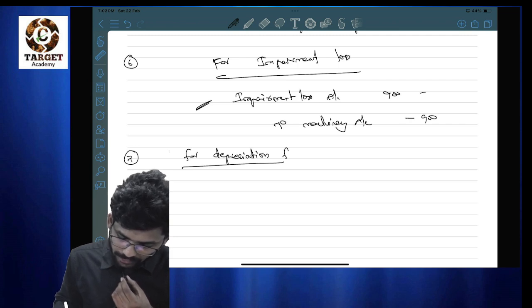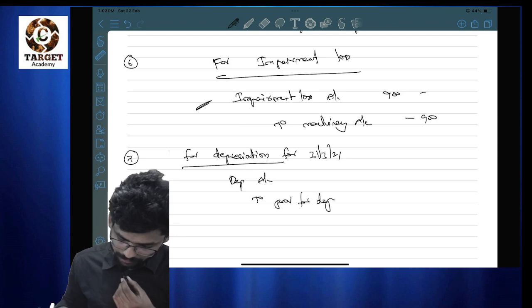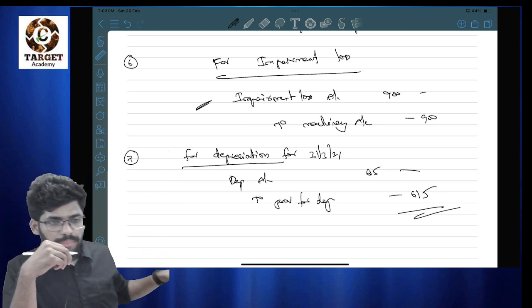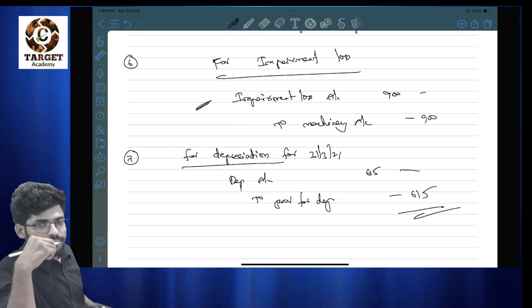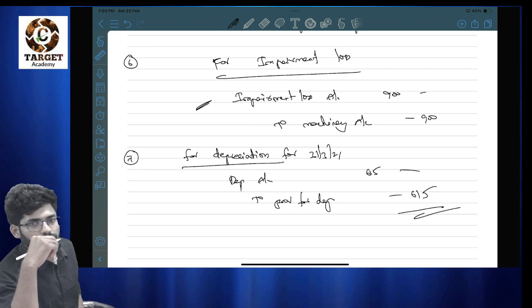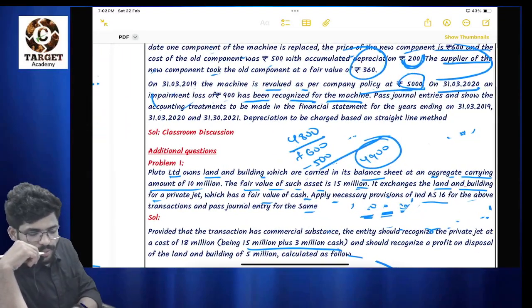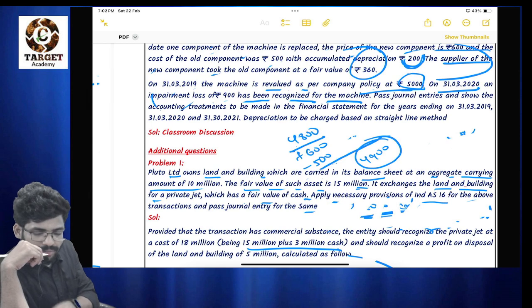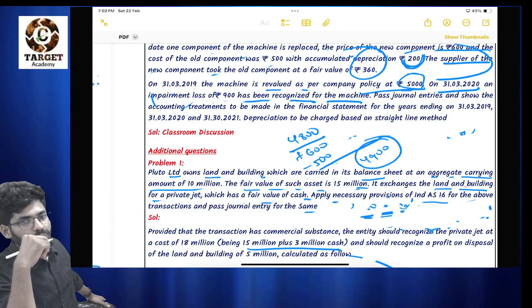Please write the depreciation for 31st March 2021. Depreciation account debit to how much? That's it. This is only entries. Now the question is asking about financial statements. Solution is not yet over. Please see the question. Show the accounting treatment to be made in the financial statements for the years ended 31st March 19, 20, 21. So for 3 years we need to show the financials.